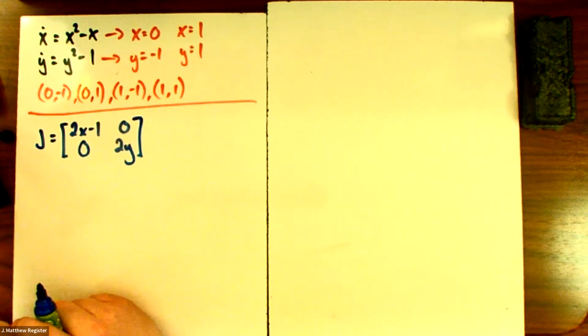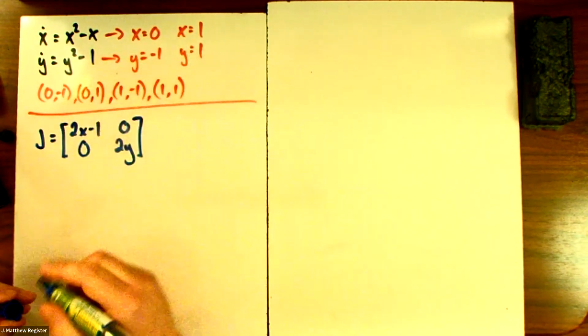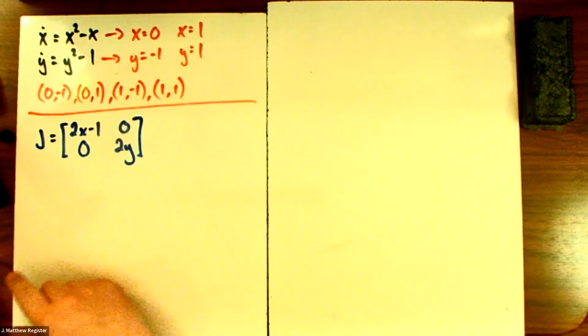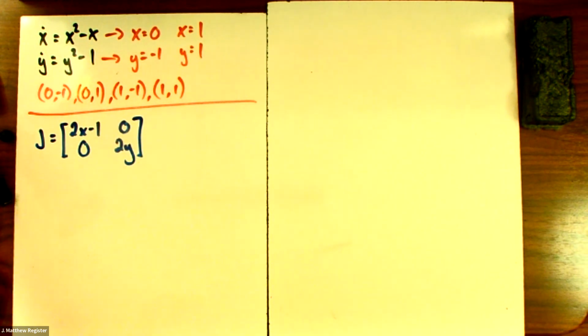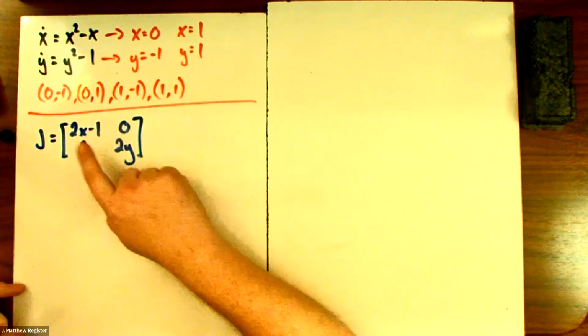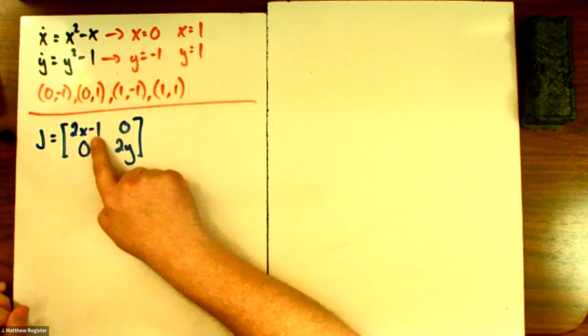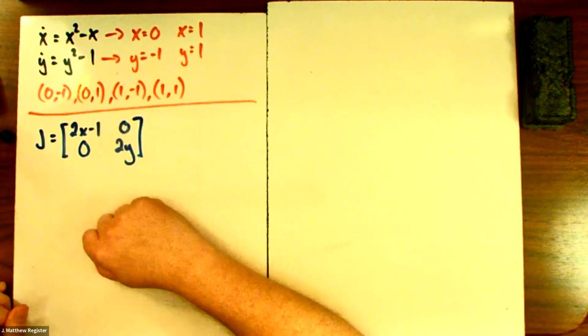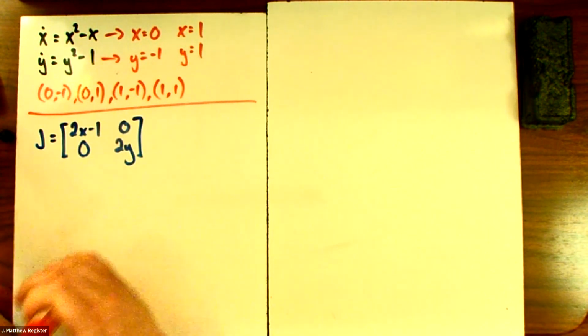And so now we need to evaluate it at all of these points. And when we evaluate it, we'll find the eigenvalues, and that will tell us whether or not it is stable, unstable, a saddle, or if it's one of the complex cases. In this case, it's going to be real valued. And one of the nice things is this is a diagonal matrix. Whenever you have a diagonal matrix, the values on the diagonal are your eigenvalues. And so that's going to make this one much nicer.